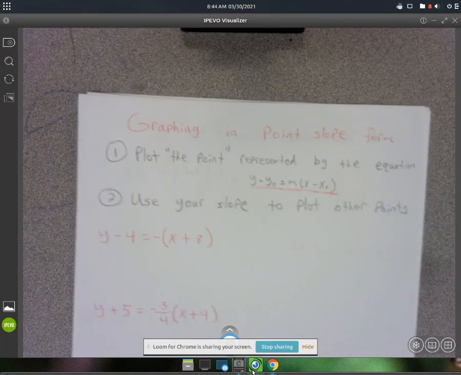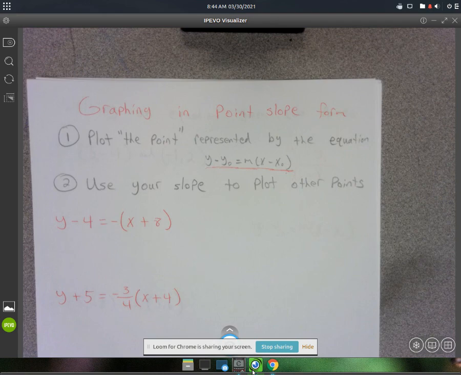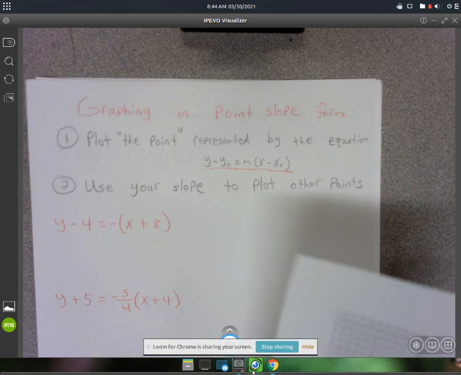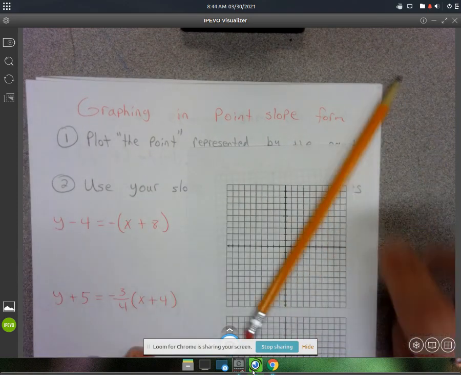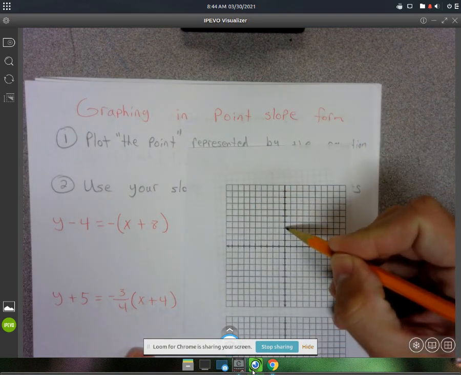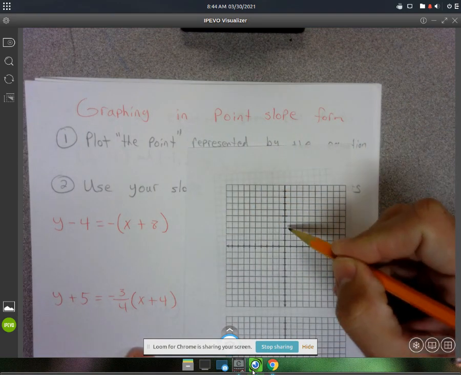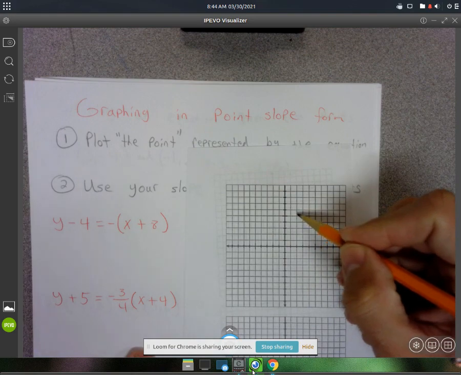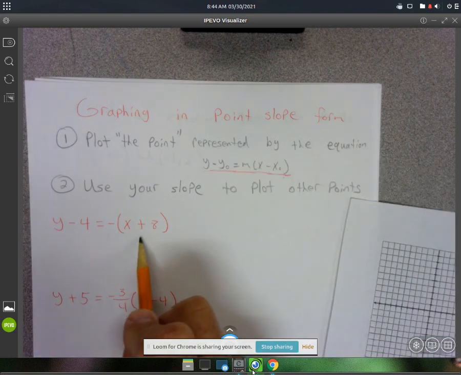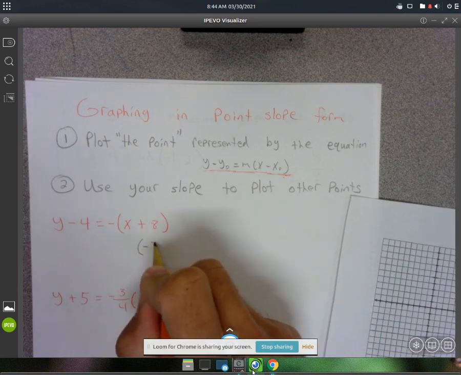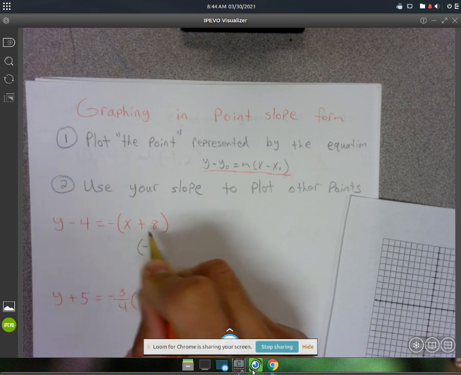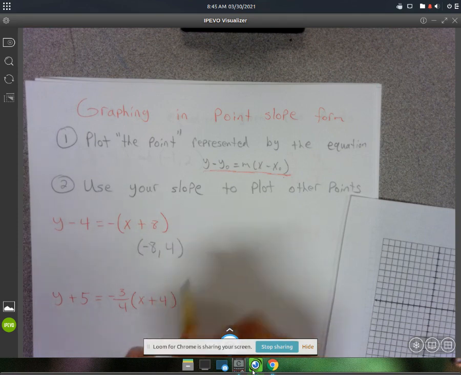All right, so graphing in point slope form is not a chore. It's pretty easy, really. It's real similar to slope intercept form, but instead of starting at your y-intercept and then using your slope to go up 1/2, you're going to start at whatever the point is that's represented by the equation. So like this equation, it represents the point -8 for x, comma +4 for y.